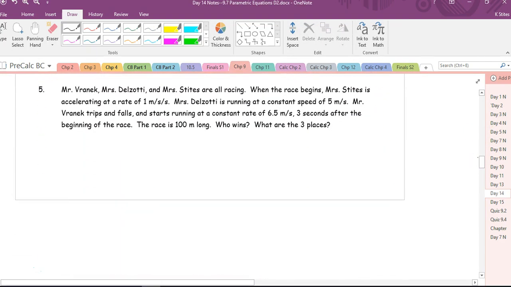Last one. This is the problem I know you've been looking forward to. Mr. Vranick, Mrs. Delzati, and Mrs. Stites are all racing. When the race begins, Mrs. Stites is accelerating at a rate of 1 meter per second per second. Mrs. Delzati is running at a constant rate of 5 meters per second. Mr. Vranick trips and falls and starts running at a constant rate of 6.5 meters per second, 3 seconds after the beginning of the race. Oh, Mr. Vranick. The race is 100 meters long. Who wins? What are the 3 places? Oh, this is so dramatic.